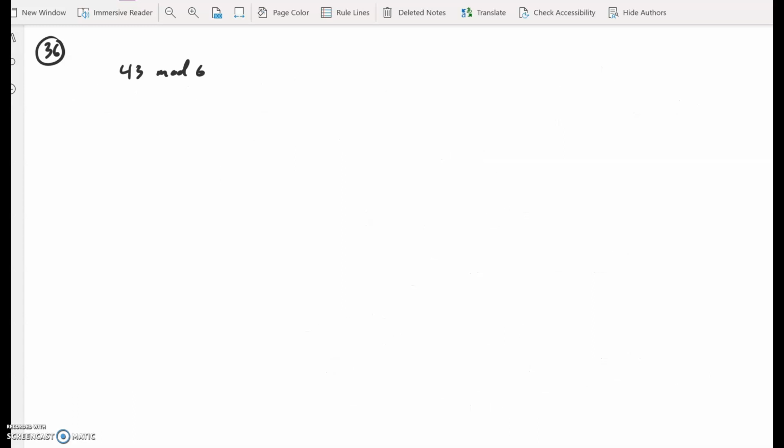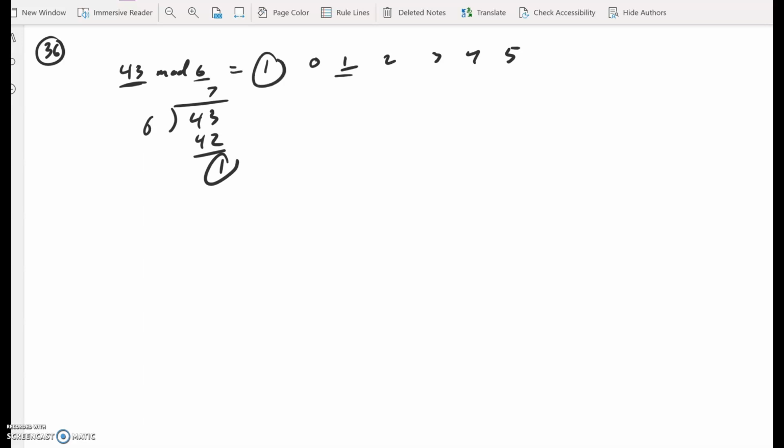When we're working in mod 6, all the numbers that we know, all the natural numbers, are equivalent to one of these 6 numbers, 0 through 5. So the question is, what is 43 equivalent to? And the answer is we divide 6 into 43, the modulus into the number, and the remainder tells us the class. And so 43 mod 6 is congruent to 1.